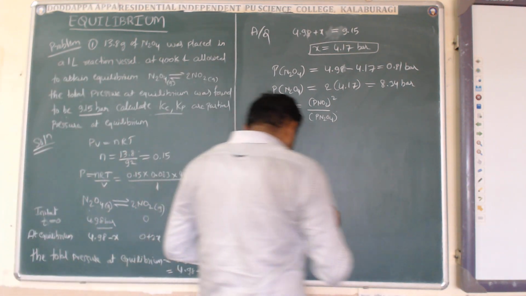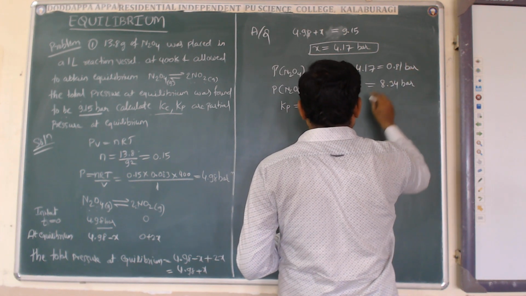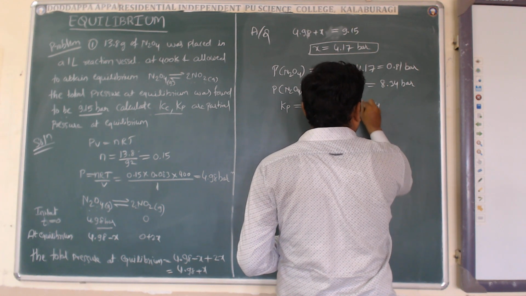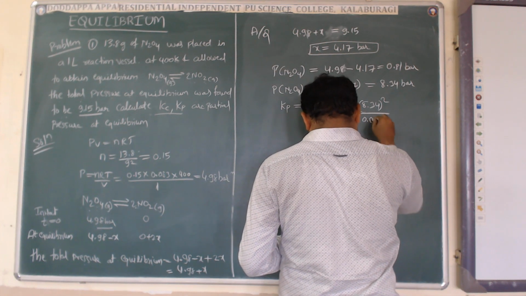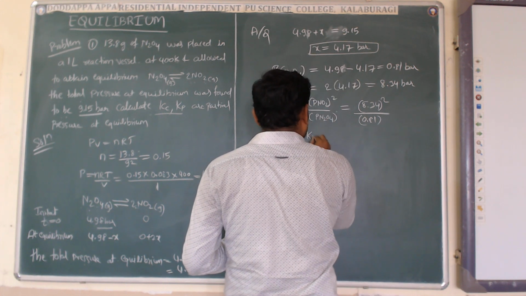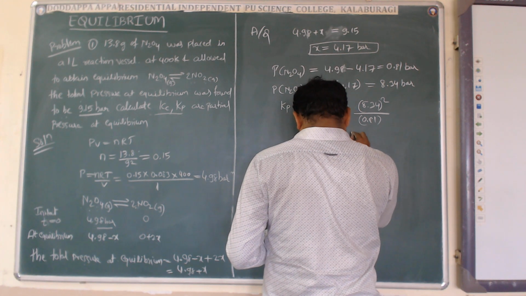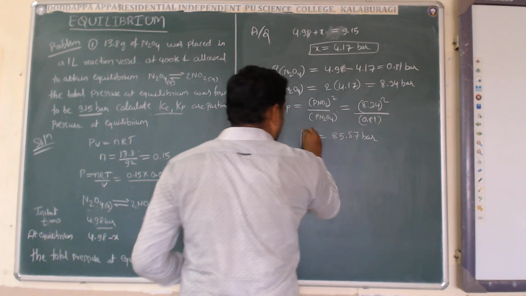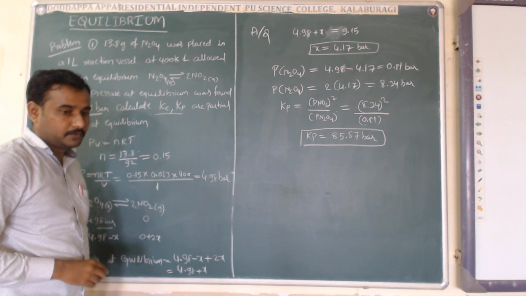Next, what value are we getting? When you put the values, the partial pressures of NO2 and N2O4 are 8.34 whole square divided by 0.81. What is the answer? Kp is equal to 85.87 bar. This is the Kp value. We have found out Kp for the given equation.